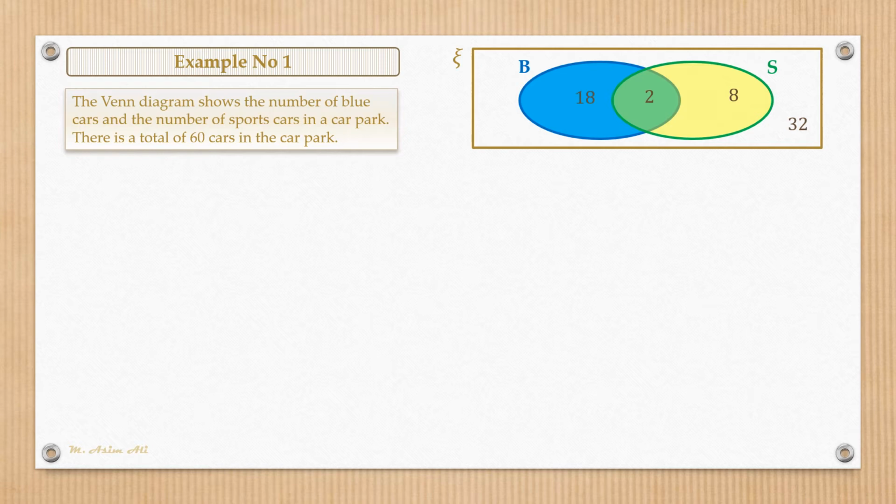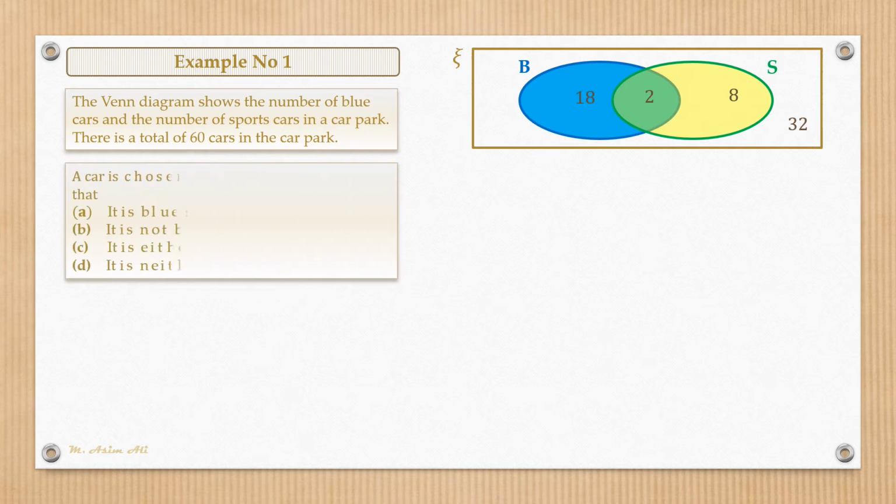And what is 8? 8 is the number of sports cars which are not blue in color. They may have different colors, but they are sports cars. And the total number of sports cars here is 2 plus 8, 10. And then obviously there will be many cars which do not have blue color and which are not sports cars, and they will not come in any of these 2 sets. There are 32 such cars which neither have blue color nor are sports cars.